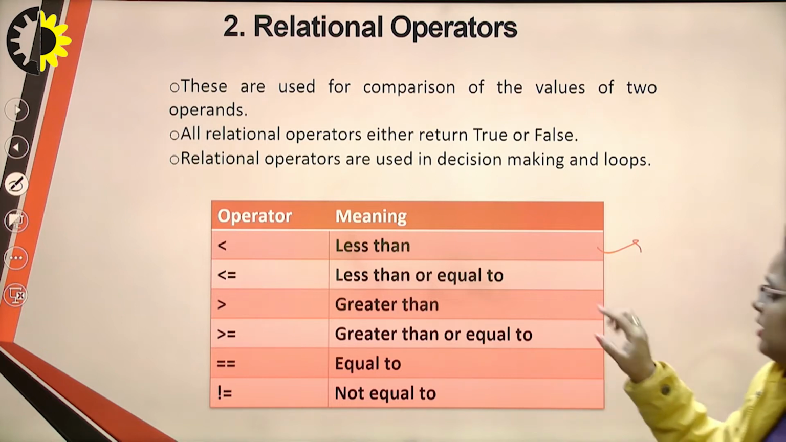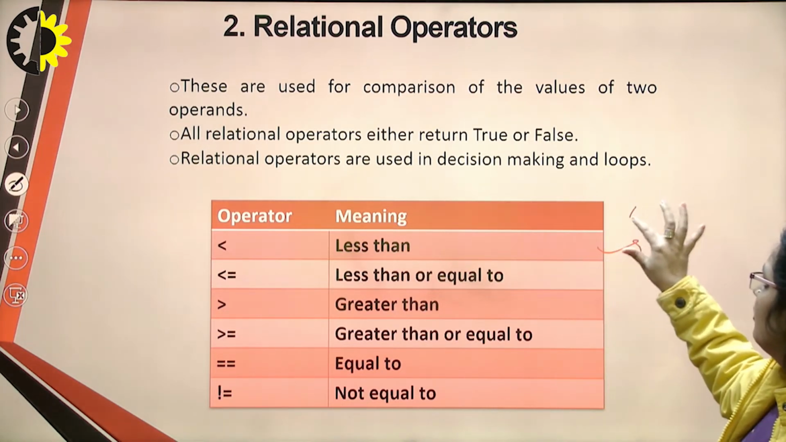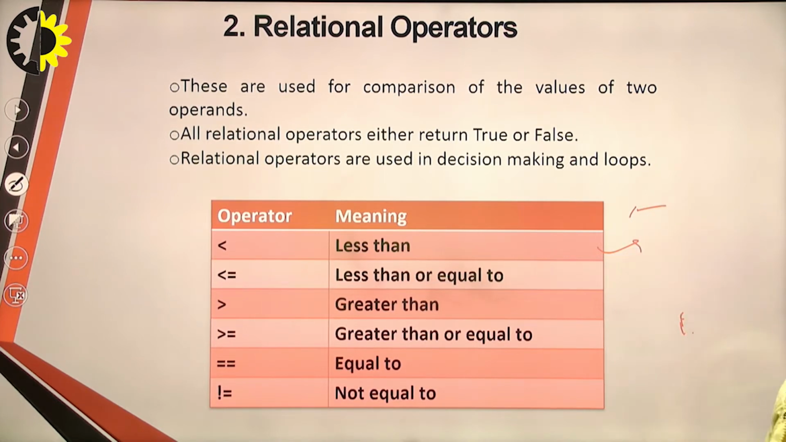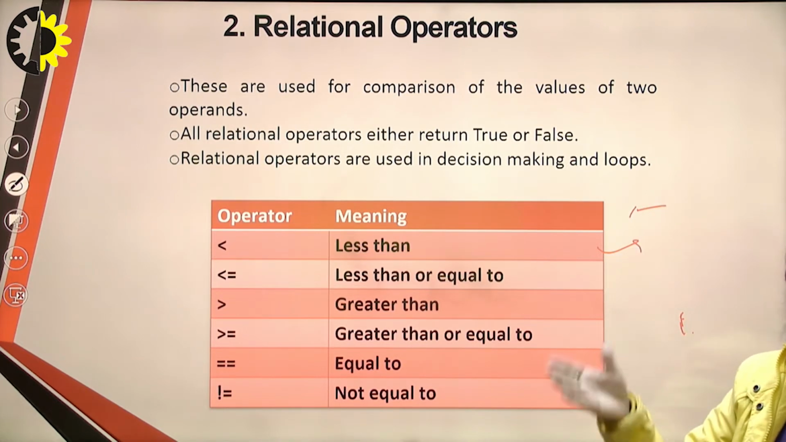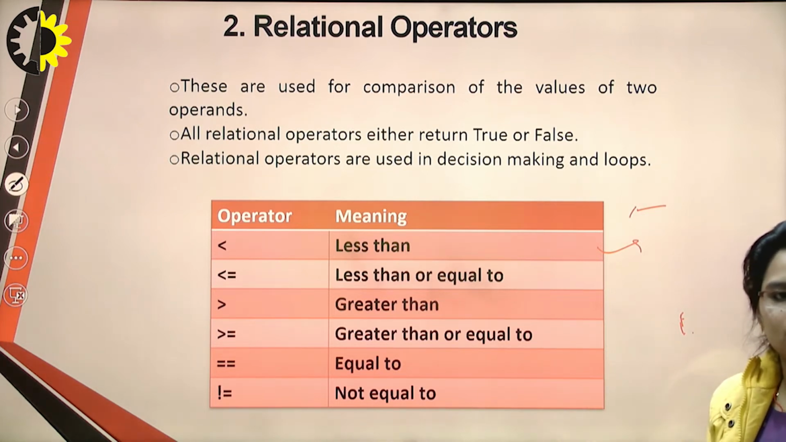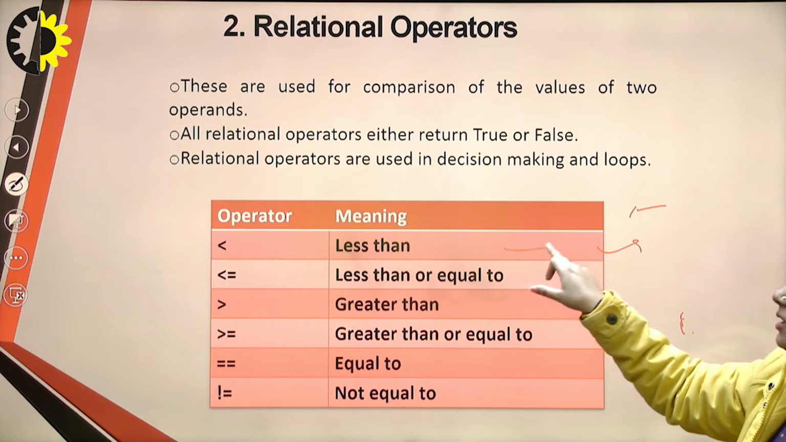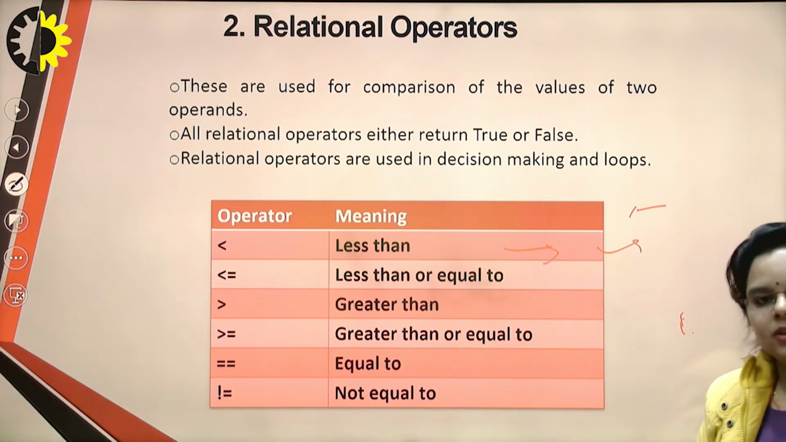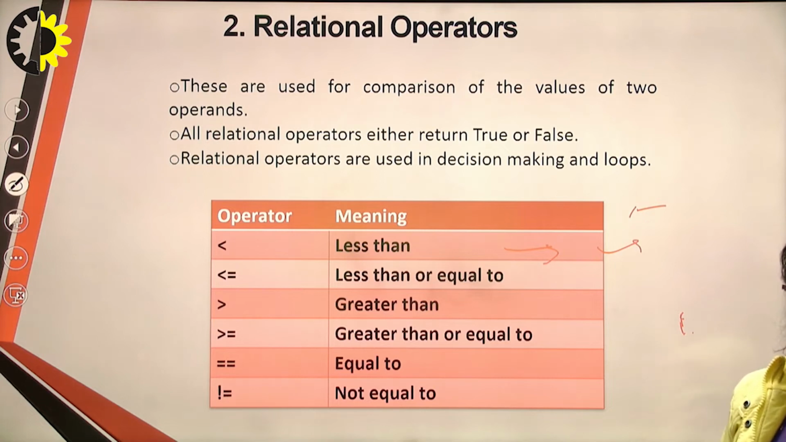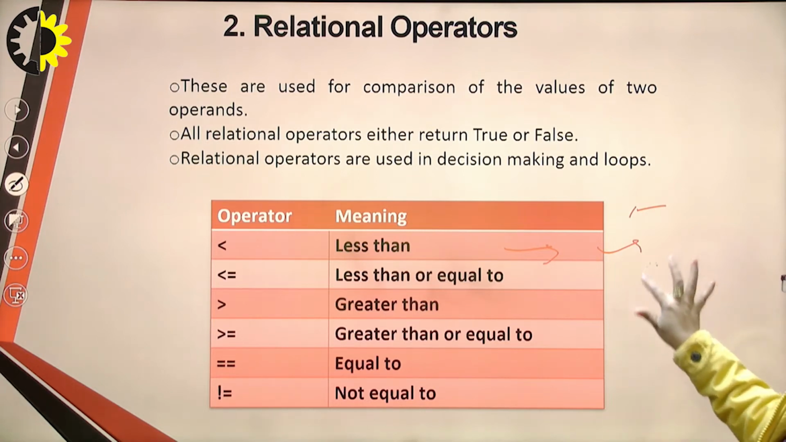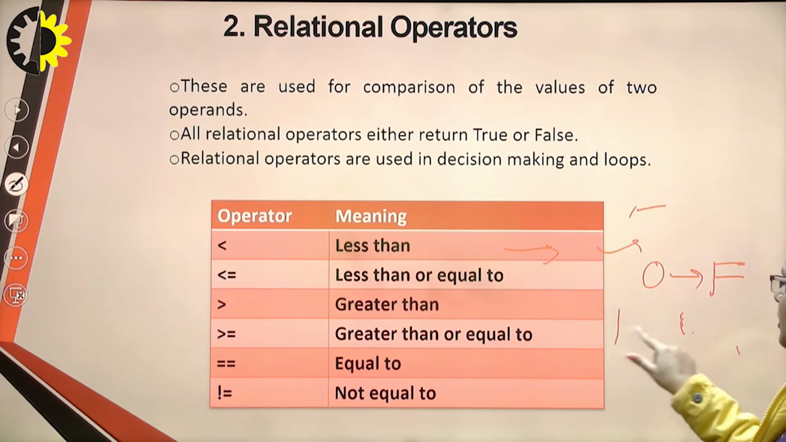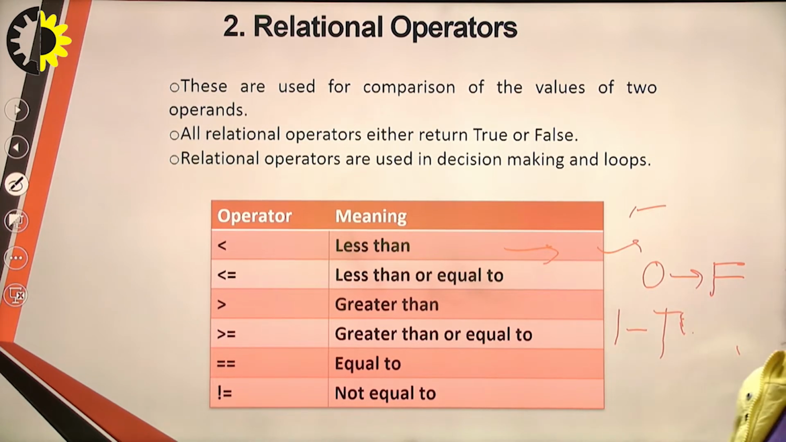Take an example, suppose 5 is greater than 2 or not. See, 5 is less than 2 or not. If 5 is less than 2, this is actually a false statement. So this relational operator is going to return false. So we can say all the relational operators return either the true value or the false value. So 0 is for a false value, and 1 is returned for a true value.